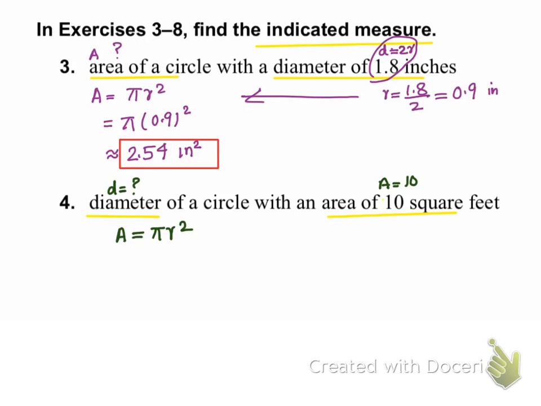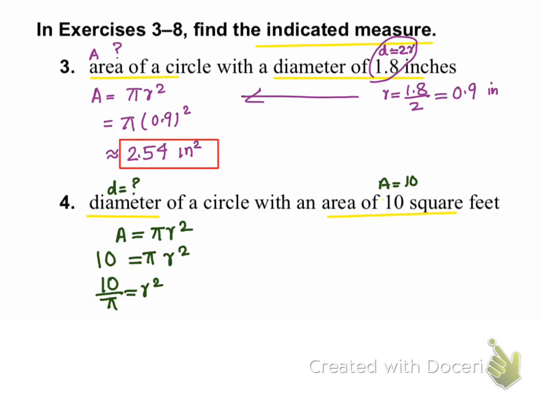A is equal to pi r square, and then we plug it in. A is what? Here it's given 10. Pi. R is missing. I just write down r square. And I have to find r, so I divide both sides by pi. 10 over pi is r square.